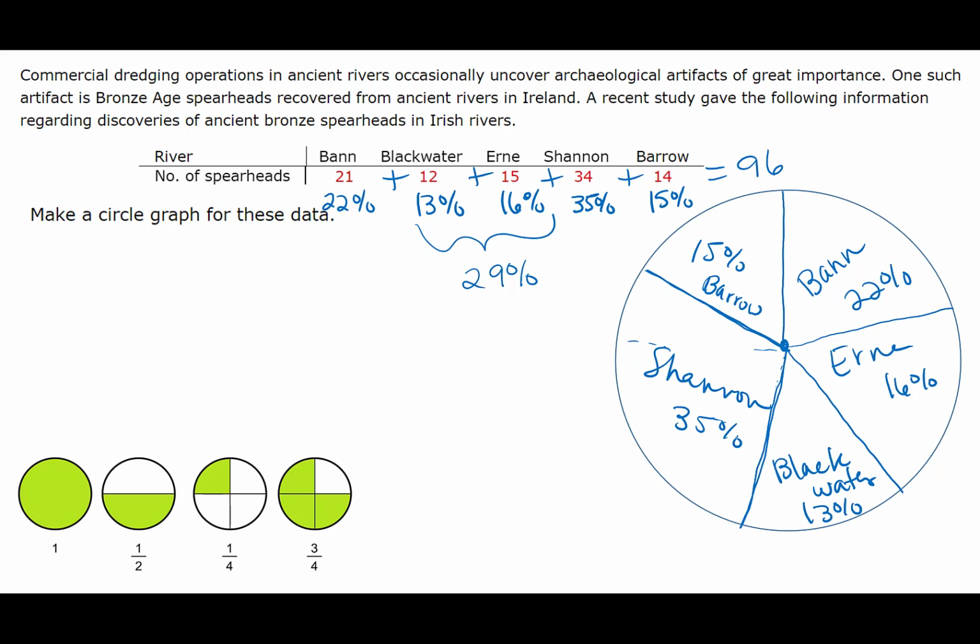Now, we didn't do this at the beginning of this example, but let's go back and add these percentages together. 22 plus 13 plus 16 plus 35 plus 15, it is 101. And here's why. Because we decided to round up instead of just keeping it exactly at the decimal percentage that it should have been. And so that's why it's 101 instead of just 100, but that's okay.